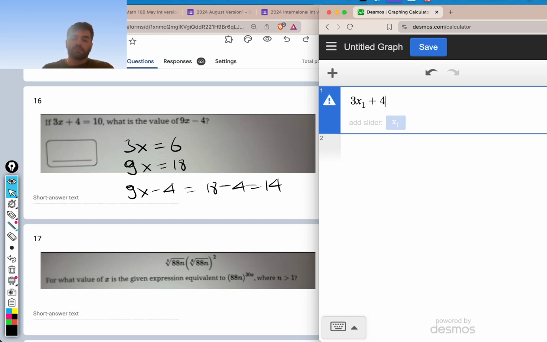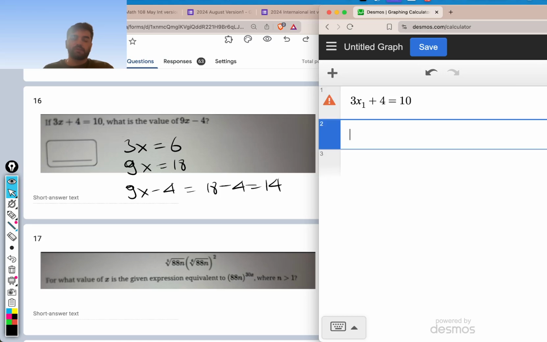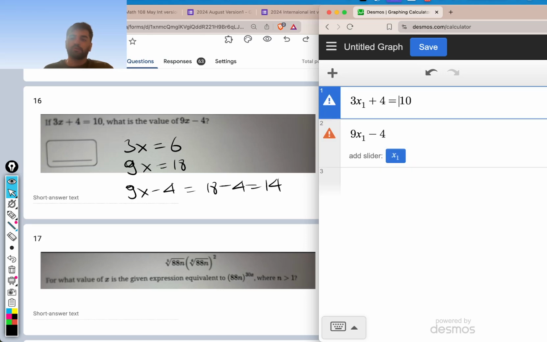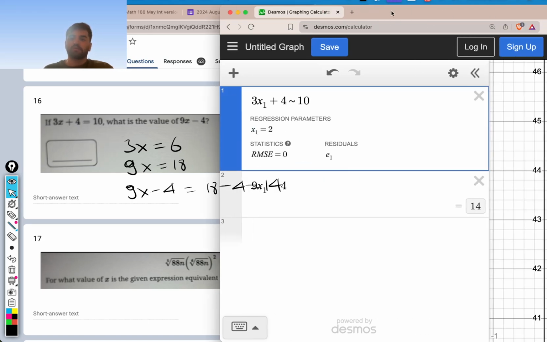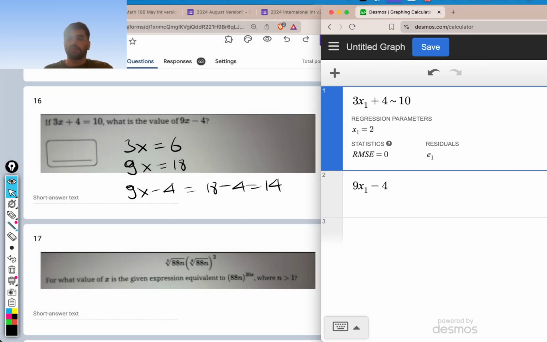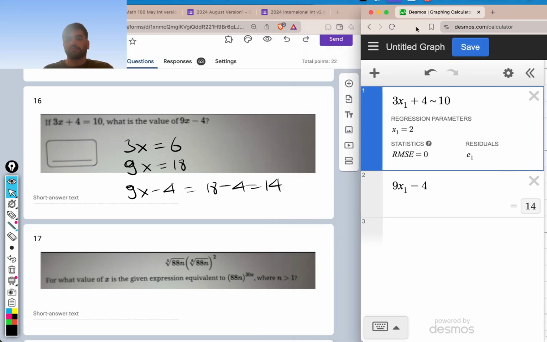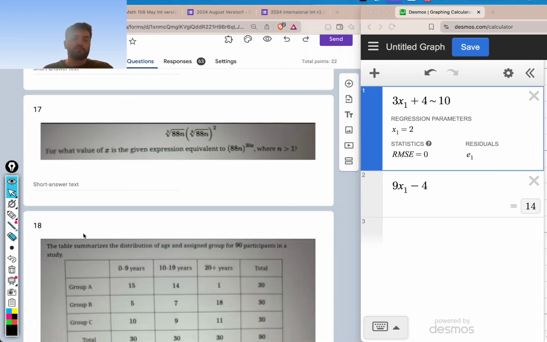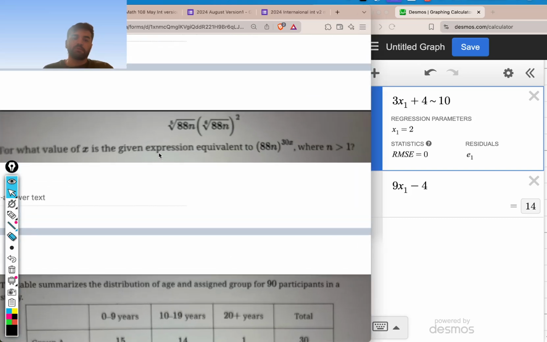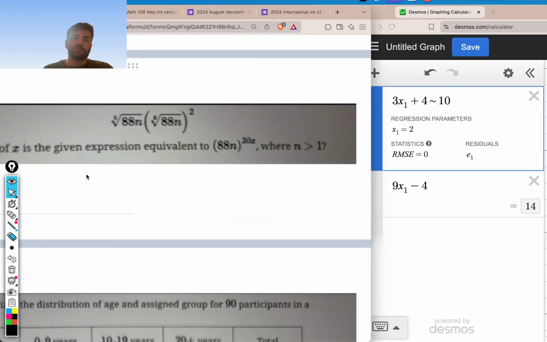3x1 plus 4 is equal to 10. 9x1 minus 4 is equal to something. So you will get 14. It's also okay. You can use both methods. For 17, again, we have the Desmos method and we can do it by ourselves. You can do it like that.